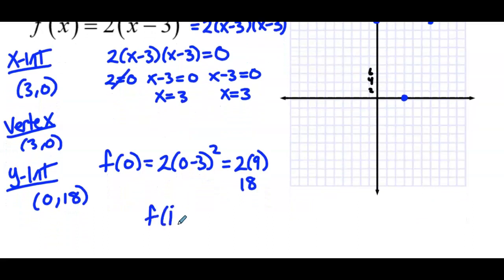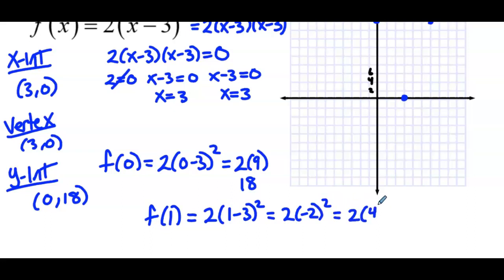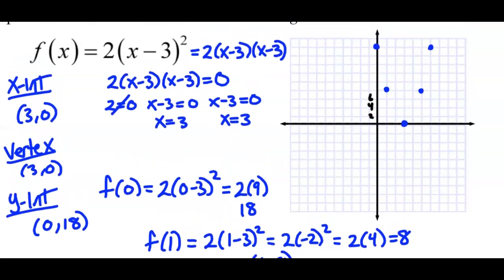So f of 1 would be 2 times 1 minus 3 squared, which is 2 times negative 2 squared, 2 times 4, which is 8. So we have the point 1, 8 also on our parabolic curve. So 1, 8. That's 2 to the left of the axis of symmetry. So we'll go 2 to the right, which would be 5. So 5, 8 is another point on our parabolic curve.